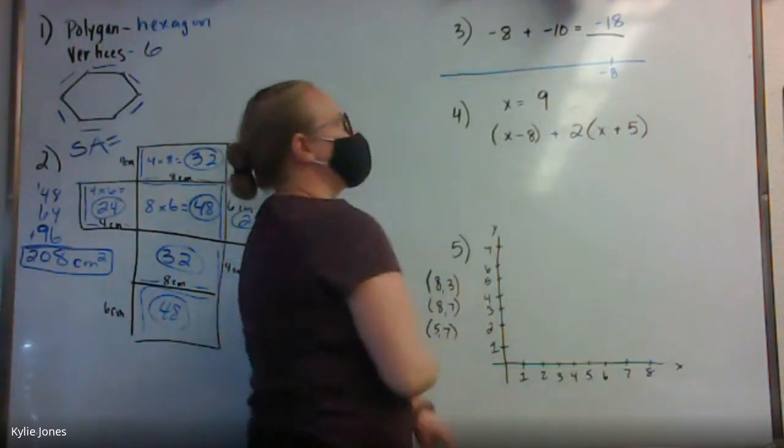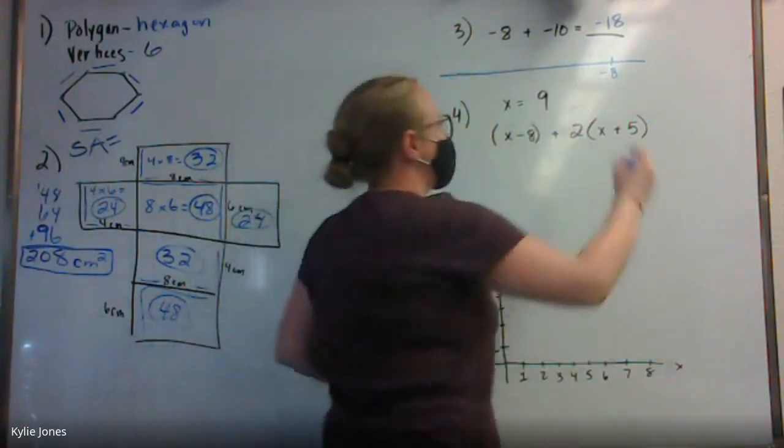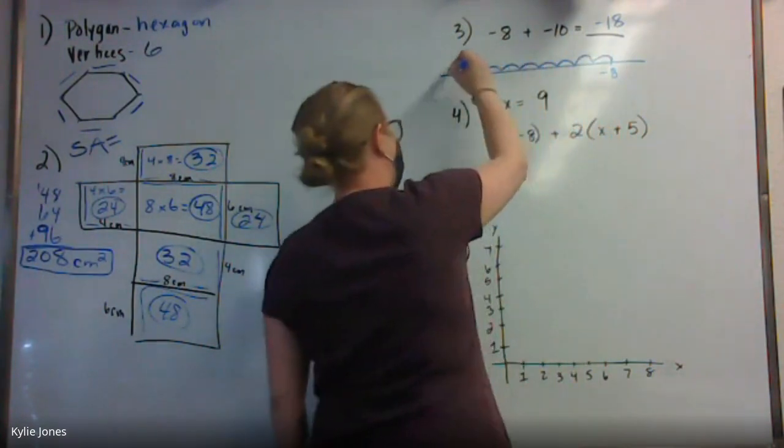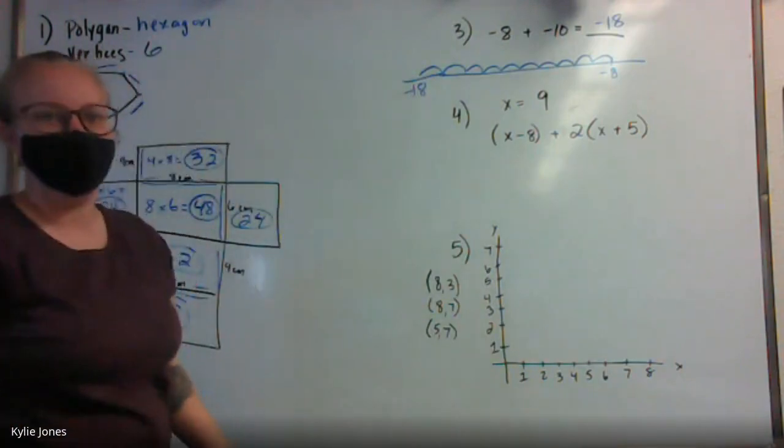And if we were to add a negative 10, you start at negative 8 and go backwards 10. So you would do it 10 times: 1, 2, 3, 4, 5, 6, 7, 8, 9, 10. And you would end up at negative 18 if you counted it out.